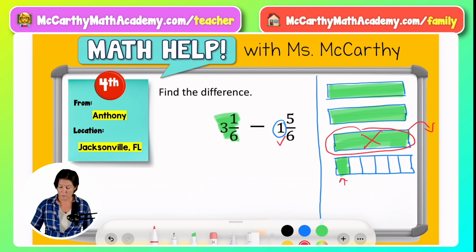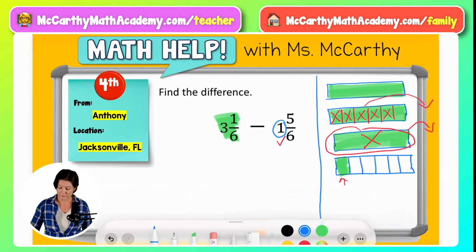We need to break apart one of the pieces. We need to restructure it. So I'm going to go up to this whole up here and break it apart. So there's, cut it in half to make my 6 equal pieces. And now that I've broken that down, I've regrouped the 1 whole into 6 sixths, now I can take away 5 of those 6. So 1, 2, 3, 4, 5. You 5 have got to go.